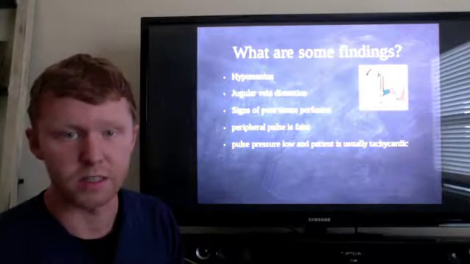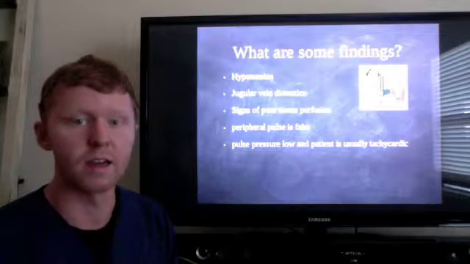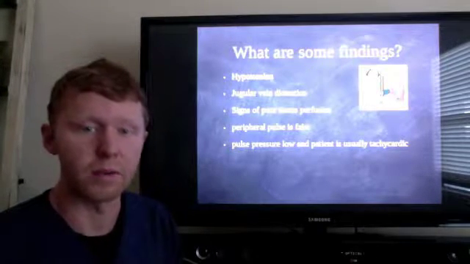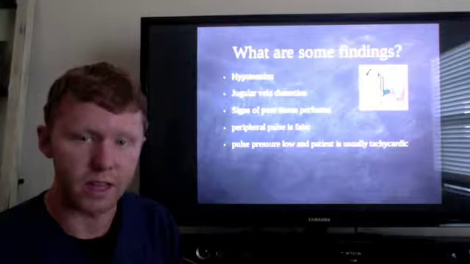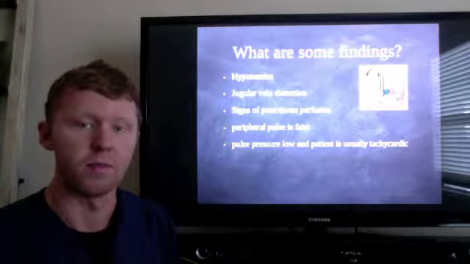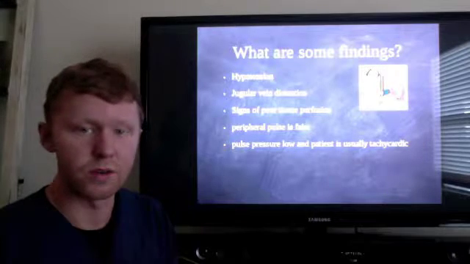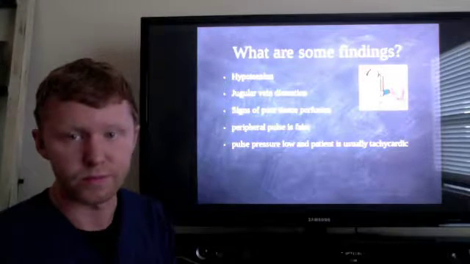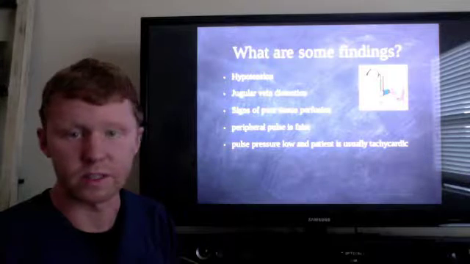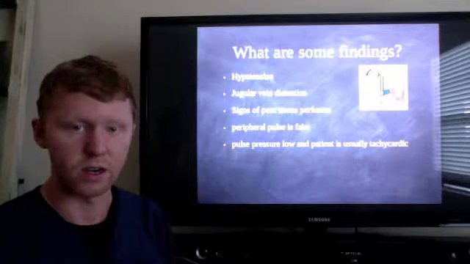pretty much all the shocks. It's going to be a systolic less than 90. From that fluid backup, you will see their jugular veins could be distended. There will be poor perfusion throughout the body. This is due to the blood trying to go to vital organs such as the lungs or heart. So it's going to go away from the skin.